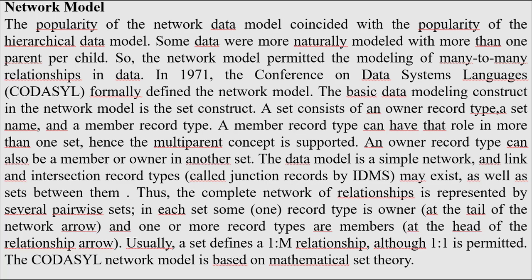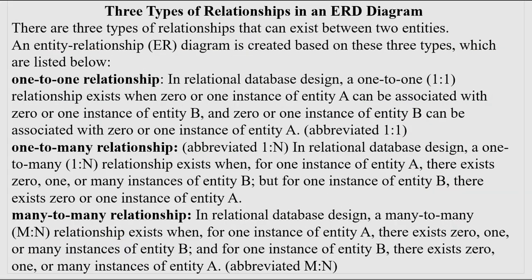The data model is a simple network, and link and intersection record types may exist as well as sets between them. The complete network of relationships is represented by several pairwise sets. In each set, some record type is owner and one or more record types are members. Usually a set defines a one-to-many relationship, although one-to-one is permitted. The CODASYL network model is based on mathematical set theory.